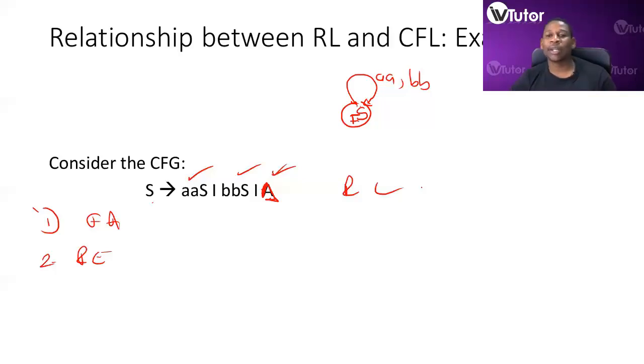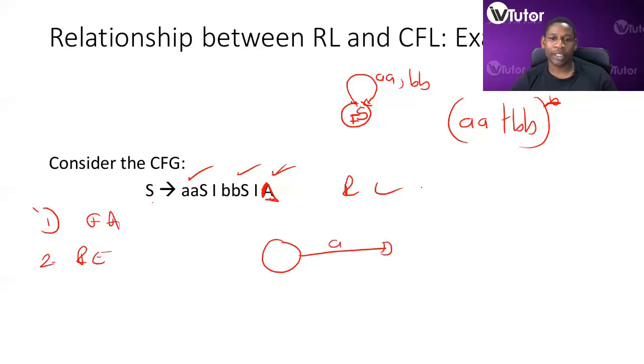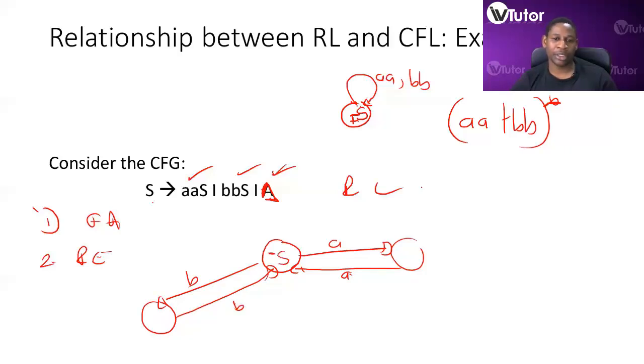Okay? And then the regular expression becomes (AA or BB) Kleene star. Right. So this becomes the language. If we wanted to draw the finite automata, we can then say from S, we have an A, and then we come back with an A. And then we have a B, and then we come back with a B. So this is S, the initial and final state, right?